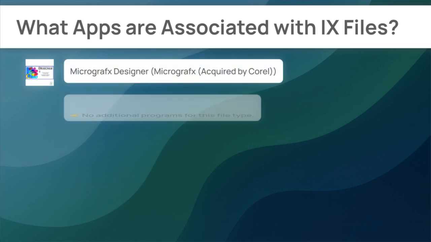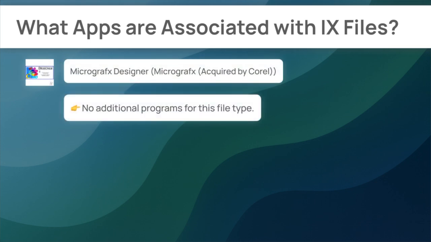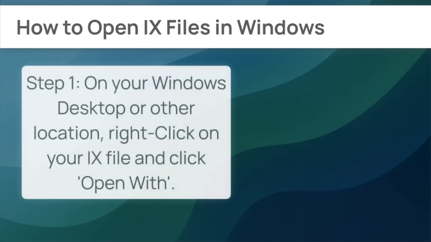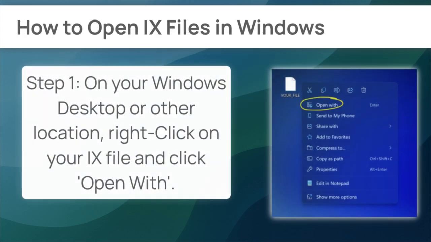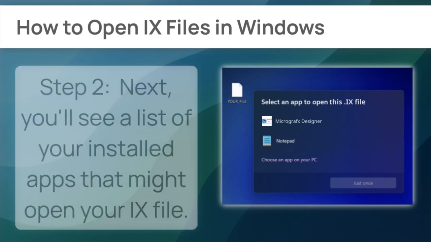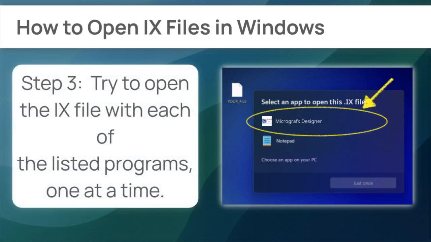System file recognition for IX is optimized for Micrografx Designer by Micrografx, acquired by Corel. Windows will not display the file's internal directory without a specific utility. Windows can show them in standard viewers, though professional adjustments need imaging software. To bypass the error, right-click the IX file and choose Open With. Test Micrografx Designer if it is an option. If it's missing, select any other program. Some niche tools handle the format better.